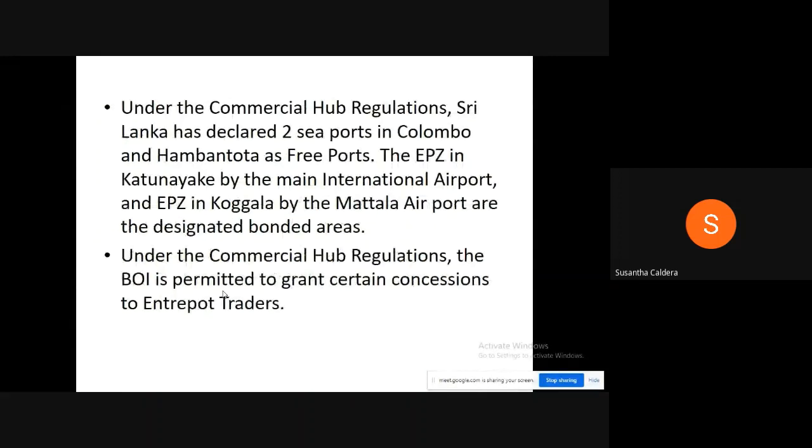Under the commercial hub regulations, Sri Lanka has declared 2 seaports in Colombo and Hambantota as free ports, right? The export processing zone in Katunayaka by the main international airport and the export processing zone in Koggala by the Mattala airport are the designated bonded warehouses. Now, in Colombo, there is a bonded warehouse in Colombo port.